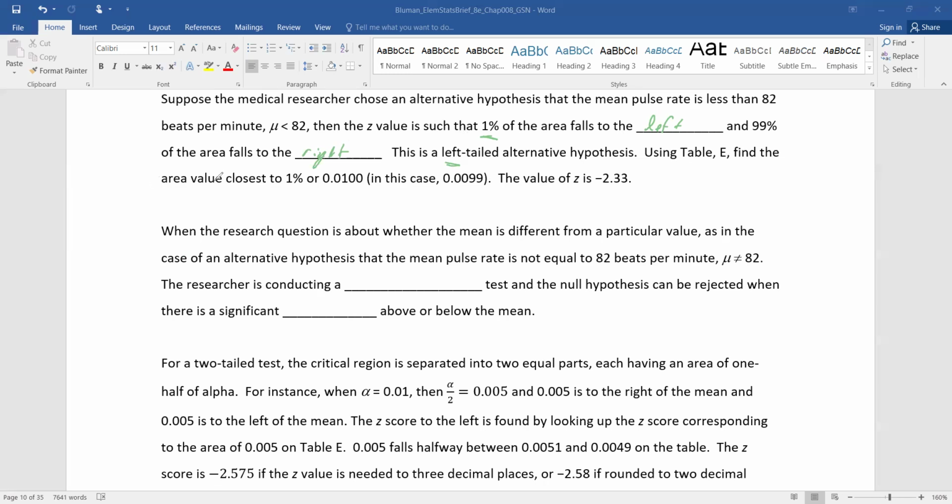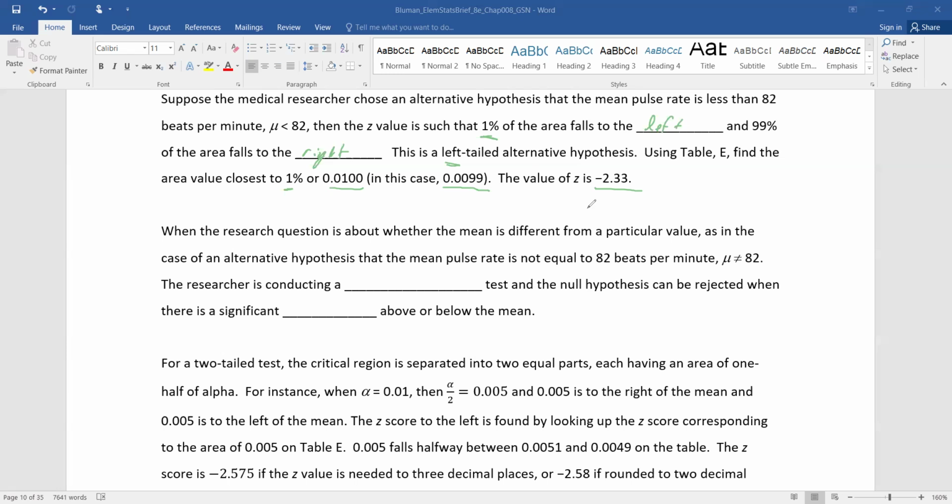Using table E, we find the area closest to 1% or 0.01. In this case, the closest thing we could get is 0.0099, and the value is negative 2.33. So in this case, what we're going to look at is, when we do our testing, does our z-score give us anything less than negative 2.33? If it does, we're rejecting the null. If it does not give us anything less than negative 2.33 and it falls in the region on the right, then we fail to reject. There just wasn't enough evidence to claim that it was going to be less than.